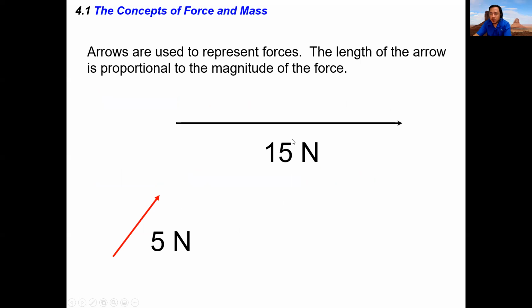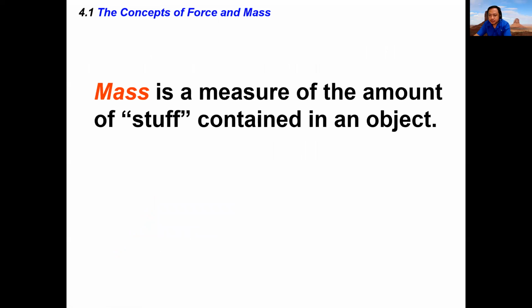Now, a force is a vector quantity, and we can use arrows to represent a force. The length of the arrow is proportional to the magnitude of the force. As you will notice here, 5 Newton in this direction, because a force is a vector, and this much in terms of its magnitude, and also 15 Newtons, represented by the length of the arrow, having that magnitude of 15 Newtons.